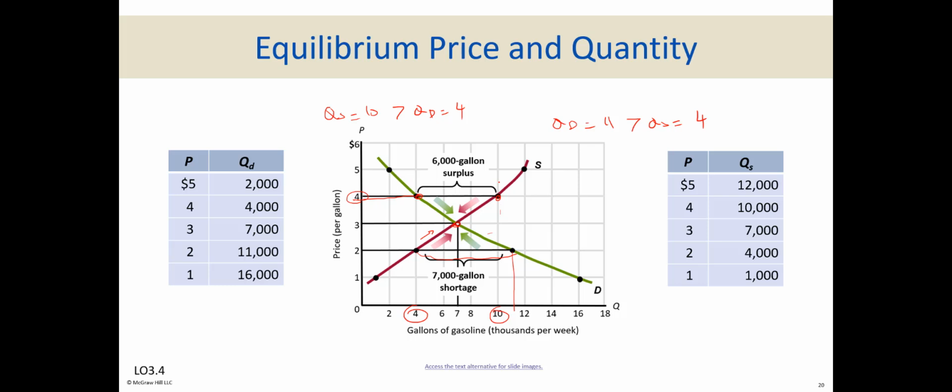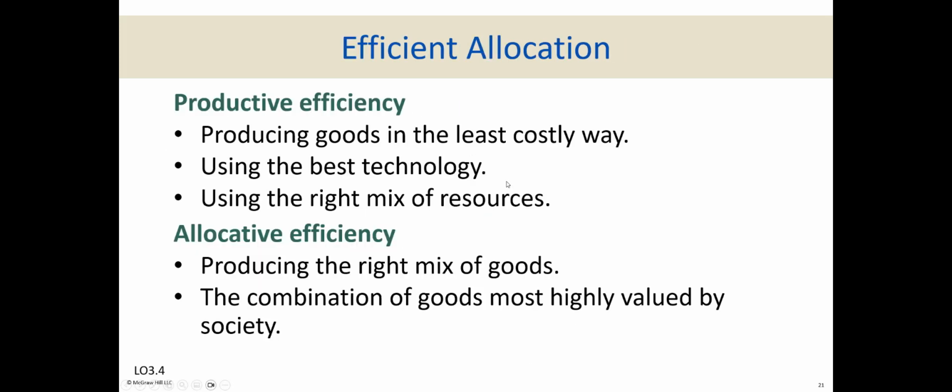So that's why equilibrium price is important. Why? Because equilibrium prices are economically efficient. So what is efficiency? First, we will define productive efficiency. Competitive markets generate productive efficiency, that is the production of any particular good in the least costly way. So that is the key point, least costly way. They use the best technology and the right mix of resources. So there are going to be no left over resources. All resources are used efficiently.